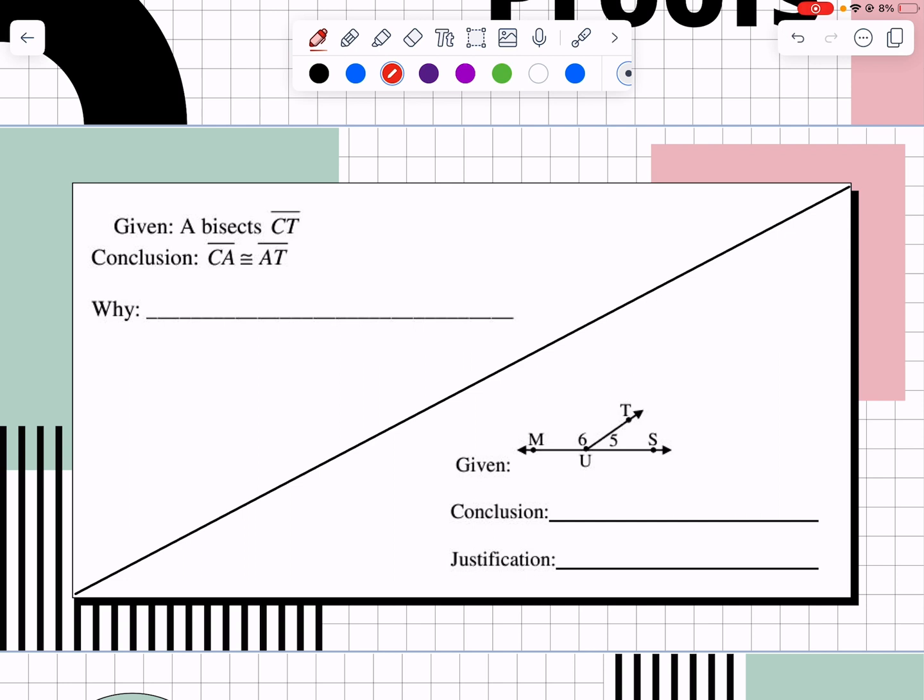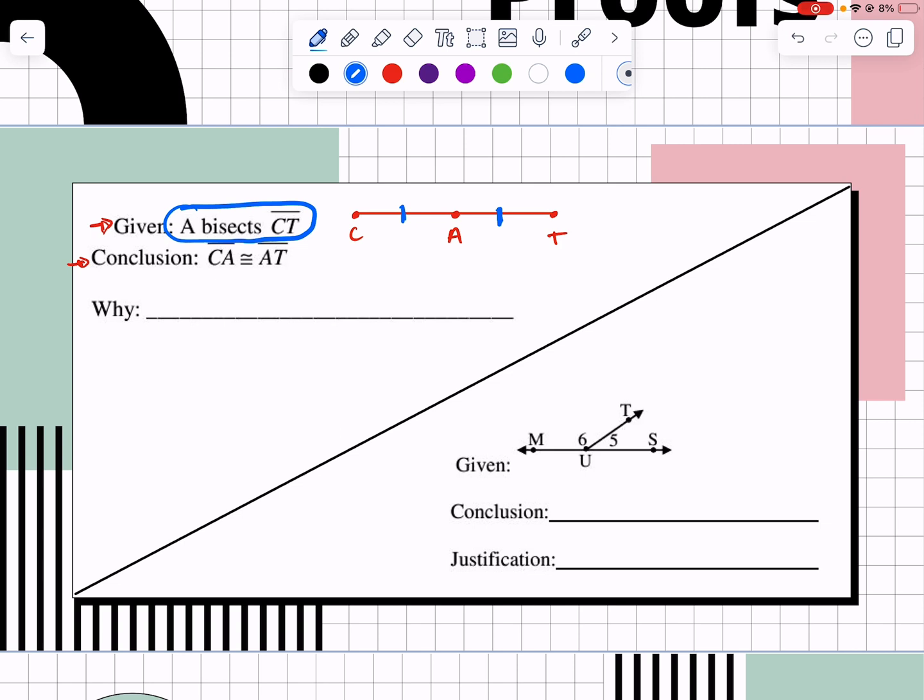So this first example already gives you the given, and it gives you the statement that we could have said. The question is why. On line segment CT, so here's C and here's T, if A bisects it, why am I able to say that CA is congruent to AT? You can't go, well, the picture said it, or I just know. None of that actually works, right? So you have to go back to what we were given.